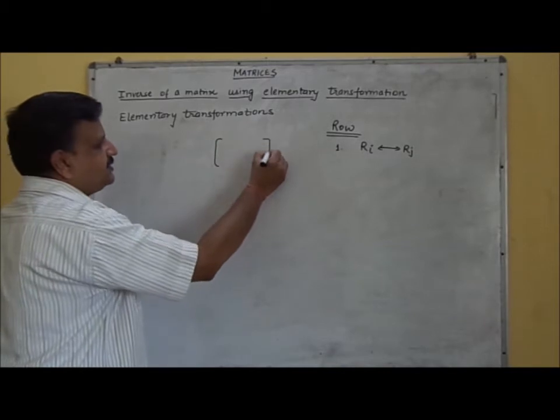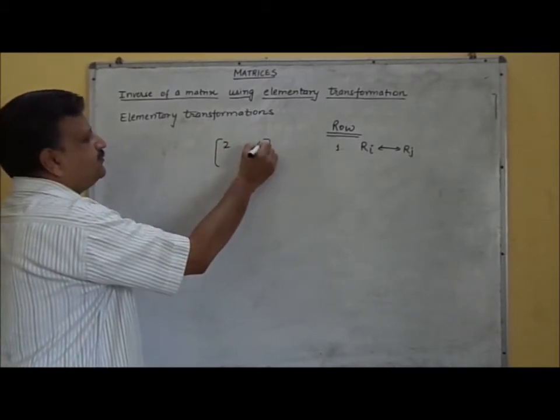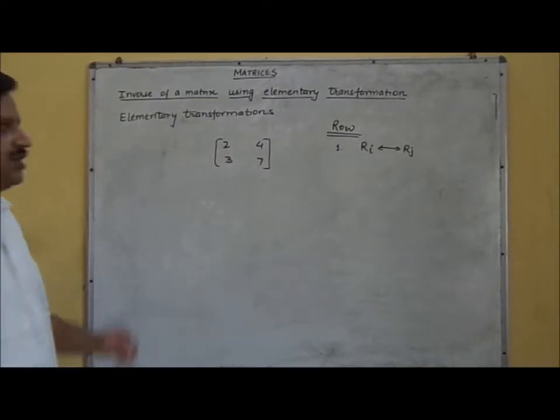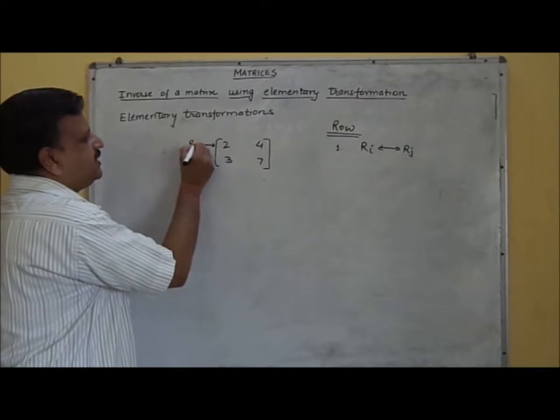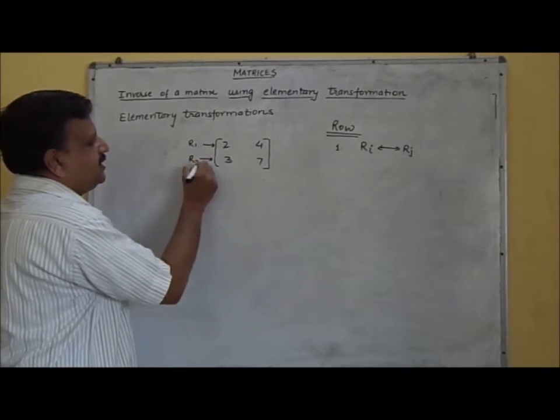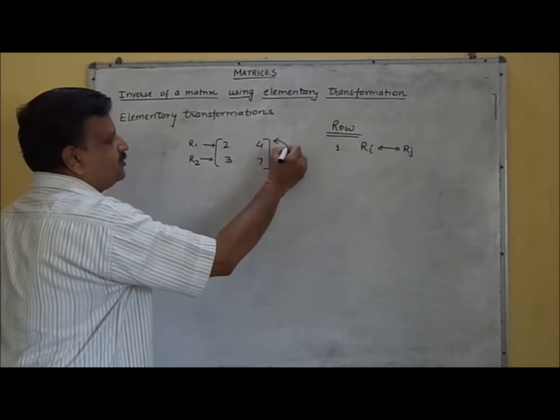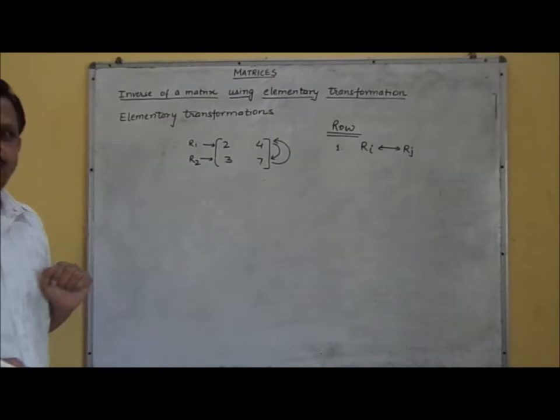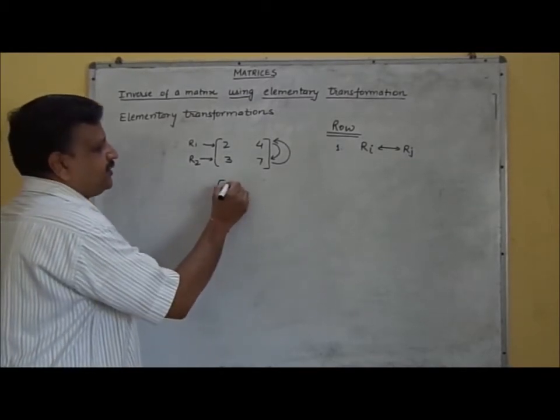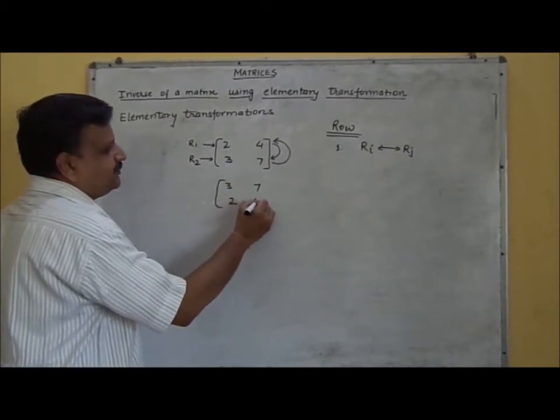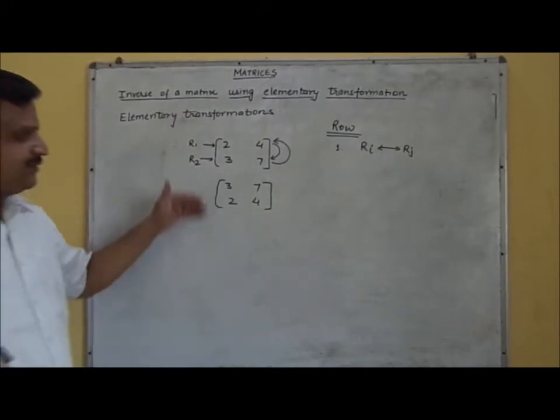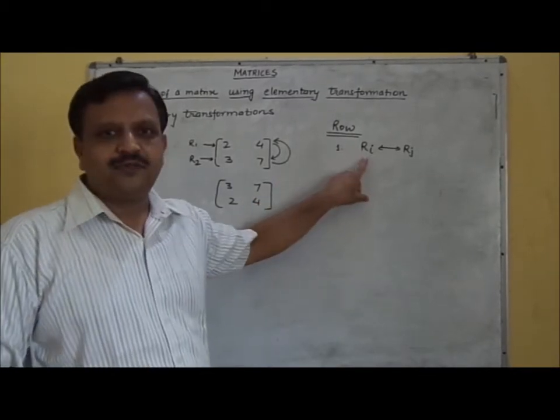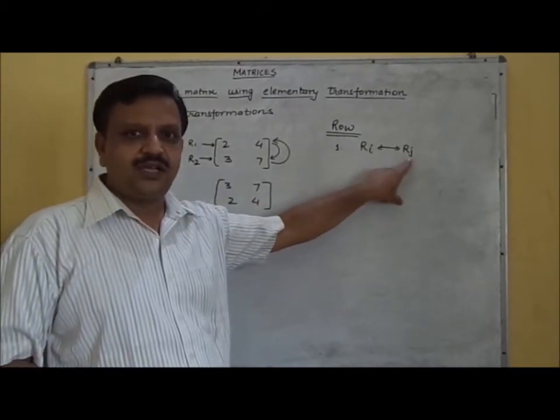Let us see this matrix: 2, 4, 3, 7. Here we have two rows, R1 and R2. Now we can interchange these two rows. R2 can be placed at R1 and R1 can be placed at R2. Now this becomes 3, 7, 2, 4. So this is how we can interchange two rows. The first row transformation is that Ri can be interchanged with Rj.